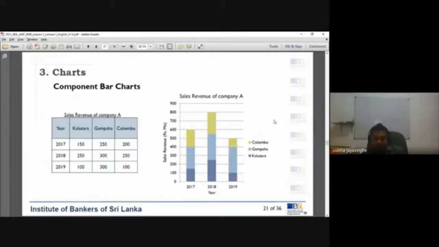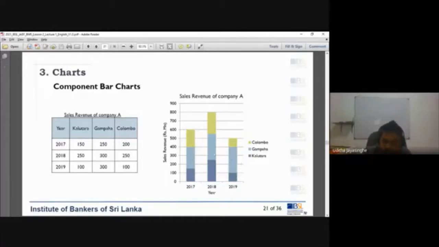But in 2019, if you look carefully, the majority has come from Gampaha district and a minority has come from Colombo and Kalutara. So visually, you can identify what has happened to the individual components of this particular variable. You can easily identify this blue shaded area has been kept pretty much the same.